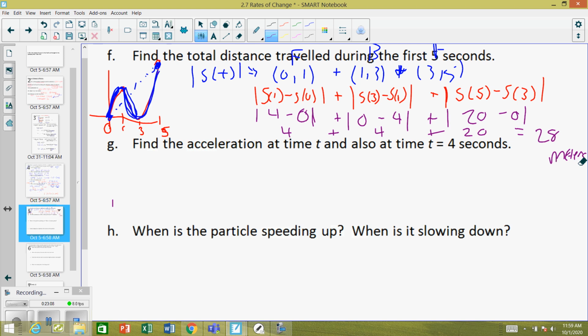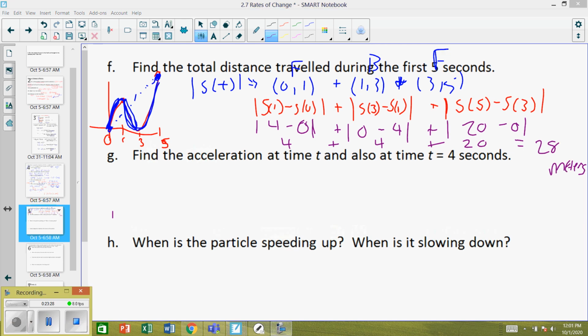Again, you cannot just do S of 5 minus S of 0 because that would not take into account the negative distance traveled. All right. So hopefully that made a little bit of sense there. Just break it up into the intervals on which it's moving forward and negative, and then just add up the positive numbers.